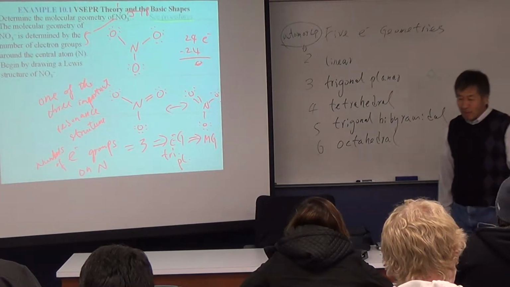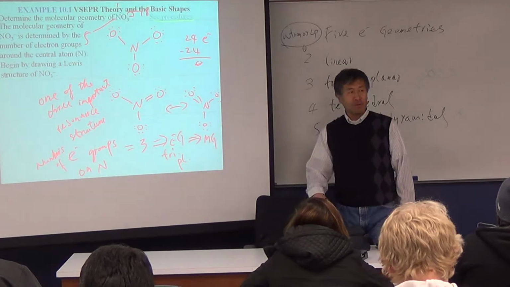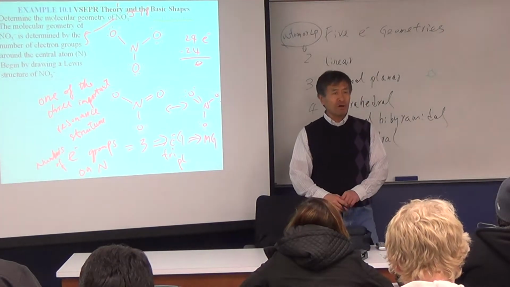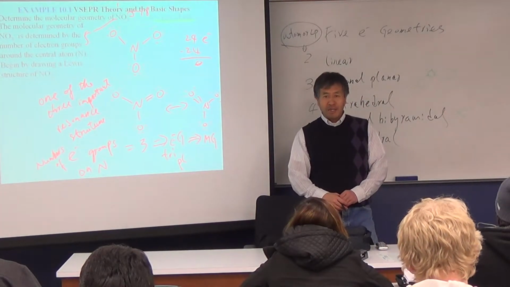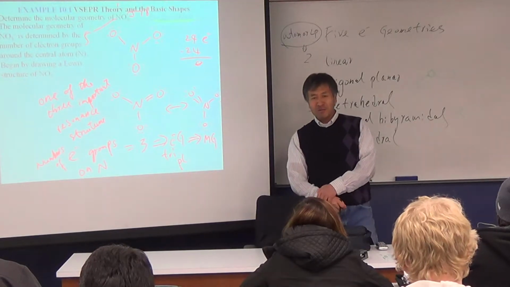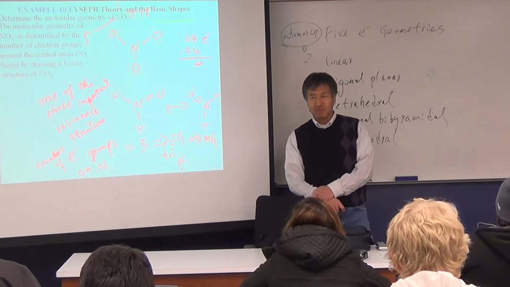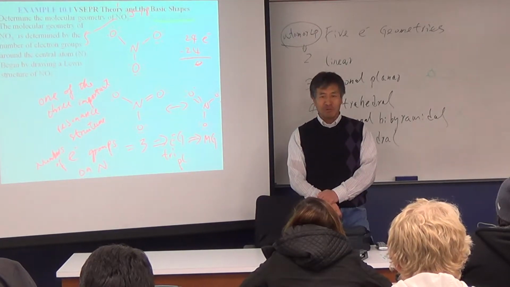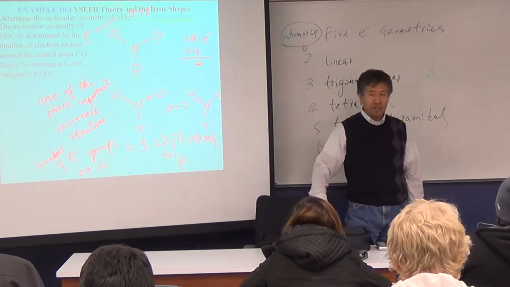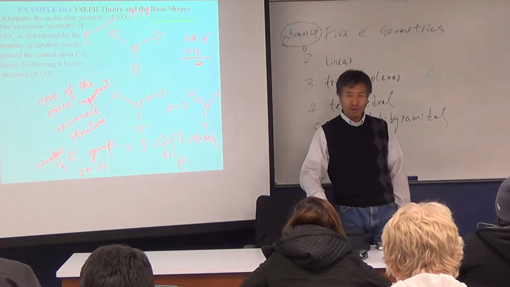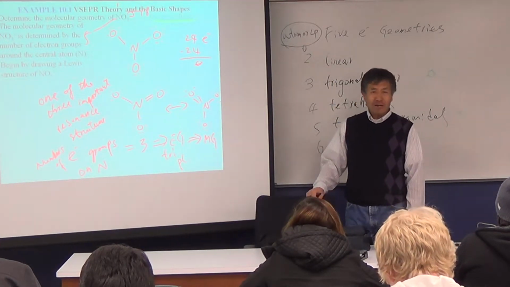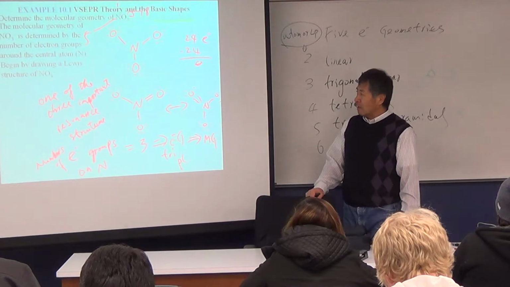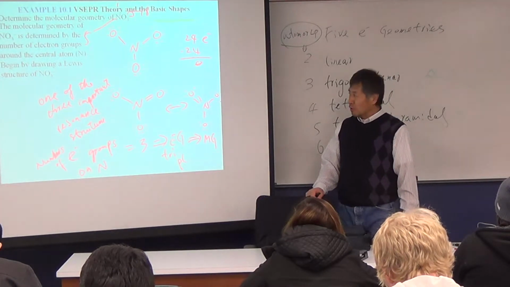I think one pattern you probably already remember is if there is 0 lone pair, then your MG and EG are the same. We don't have any lone pair, therefore the MG and EG are the same. So your MG is also trigonal planar. Is that simple? So what is the angle between those atoms? 120, perfect.